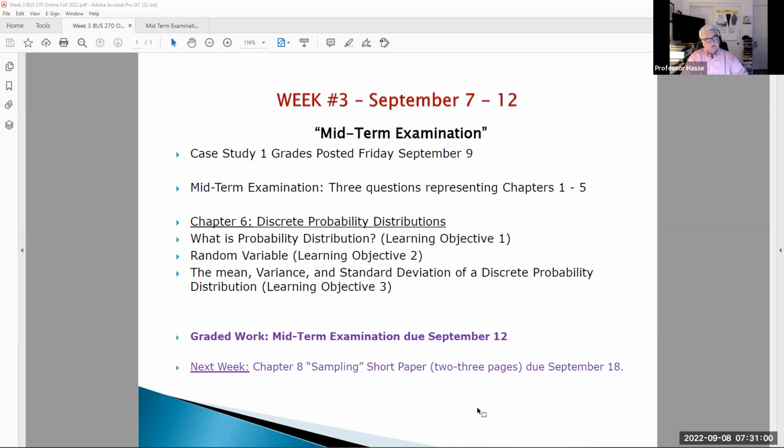We're also studying chapter 6 this week, but that's going to be the subject of a paper next week, a 2 to 3 page short paper, and the subject of that will be chapter 6 and chapter 8, discrete probability distributions and sampling, and more on that next week. But this week, we're kind of wrapping up the introduction to statistics, and that's what this week is all about.